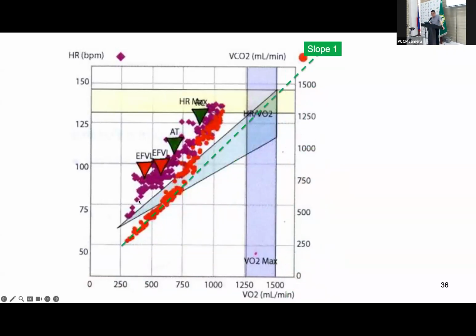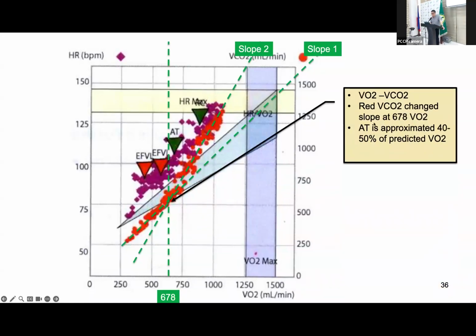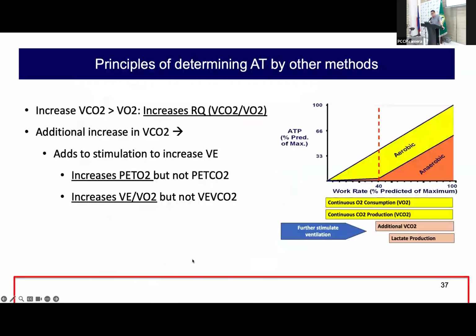Okay, that's the first slope, carbon dioxide. You notice that. And where's the second slope? That's the second slope. So the anaerobic threshold occurs here at 678 of the VO2. So the red VCO2 change slope at 678 VO2. And the anaerobic threshold is approximately 40 to 50% of the VO2 max. Dapat yung onset niya nandito sa 40 to 50%.